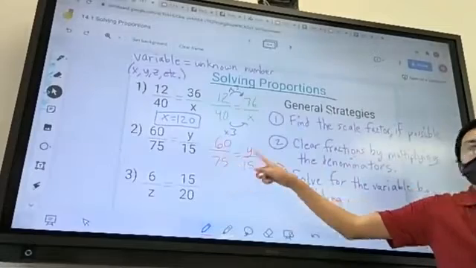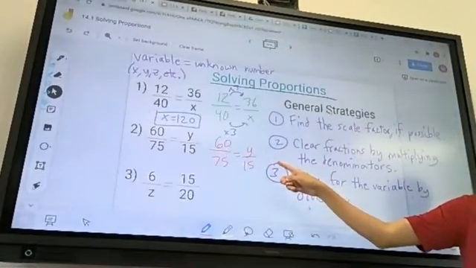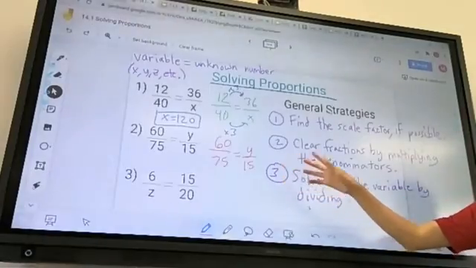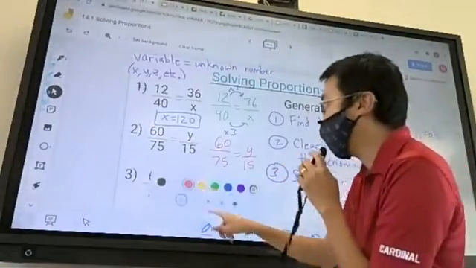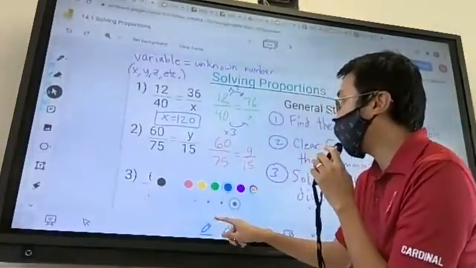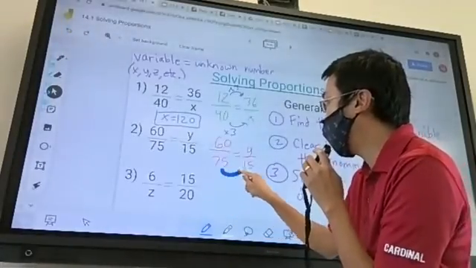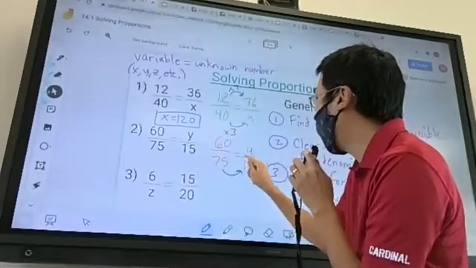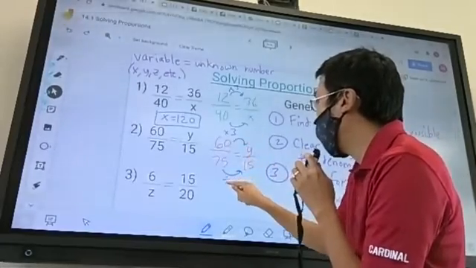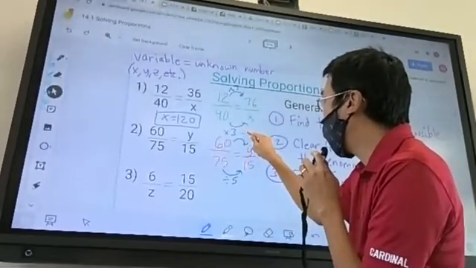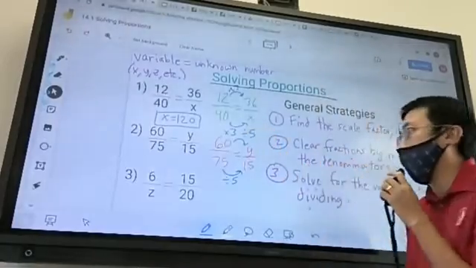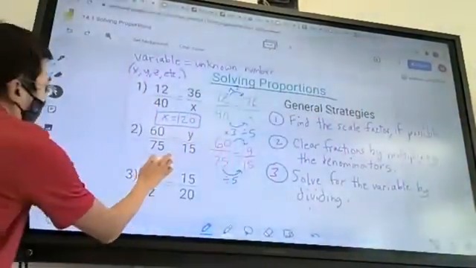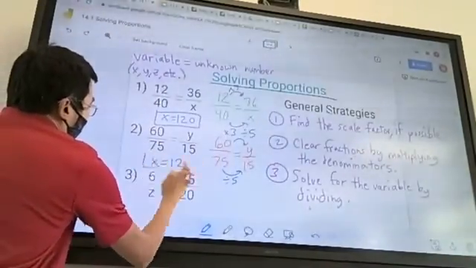Can we get from 75 to 15? How? Dividing by 5. Yeah, you divide by 5. Okay. Remember, when you're scaling, you're always multiplying or dividing. So we can divide by 5 in the denominator, and whatever we do to the denominator, we do to the numerator as well. And what's 60 divided by 5? 12. Yeah. So the second problem, y equals 12.